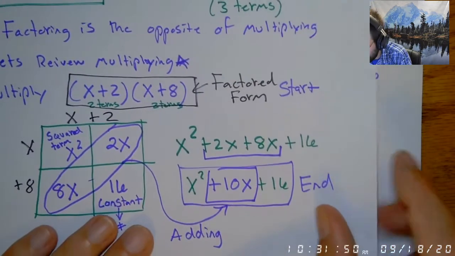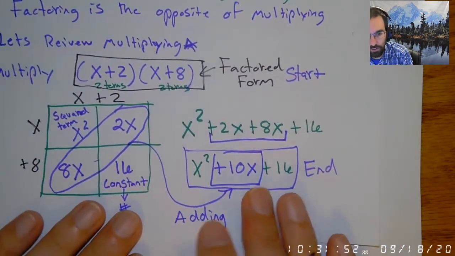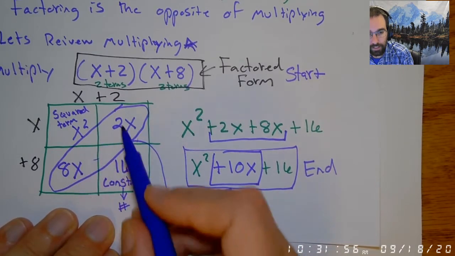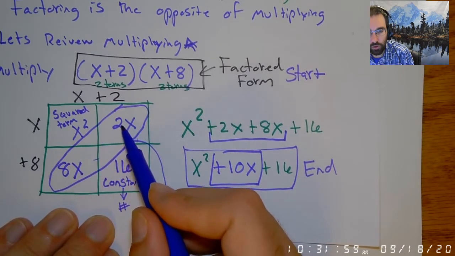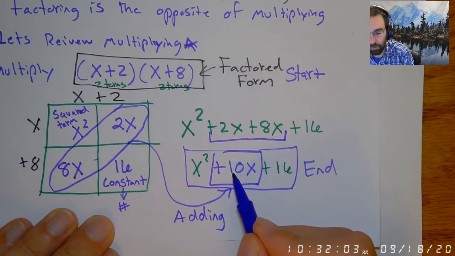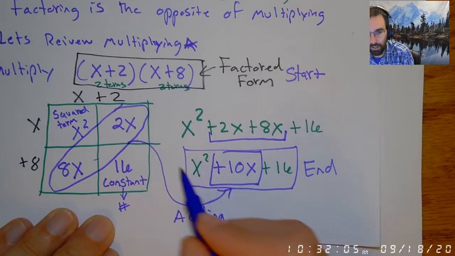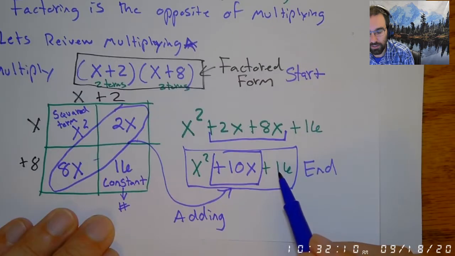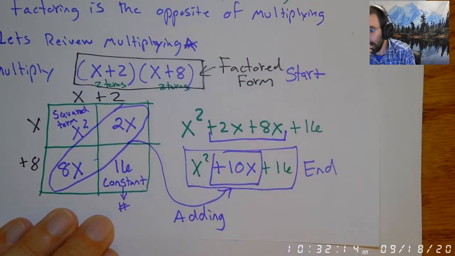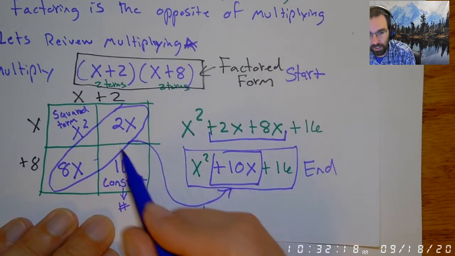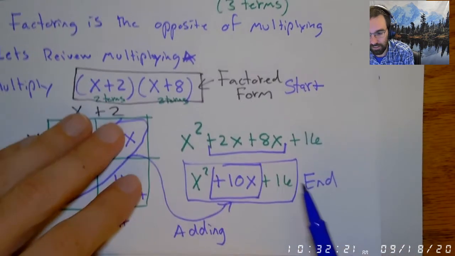Now notice here, I want you guys to notice something. Look at these 2 numbers, okay, right here. So 2 plus 8 equals 10. Do you guys see how 2 plus 8 equals 10? Okay, and then what's 2 times 8? 2 times 8 is 16. So we're going to use that to work backwards. 2 plus 8 is 10, and 2 times 8 is 16.